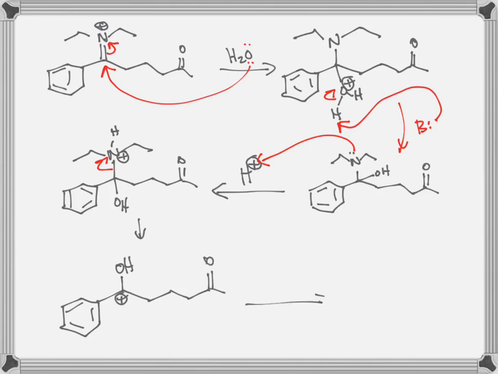And there's one final step to give us the final product. That is a deprotonation step. We pull off this proton, the electrons from the OH bond help to reform the carbonyl, and we have a 1,5-dicarbonyl as the product of our Stork enamine reaction after the hydrolysis.